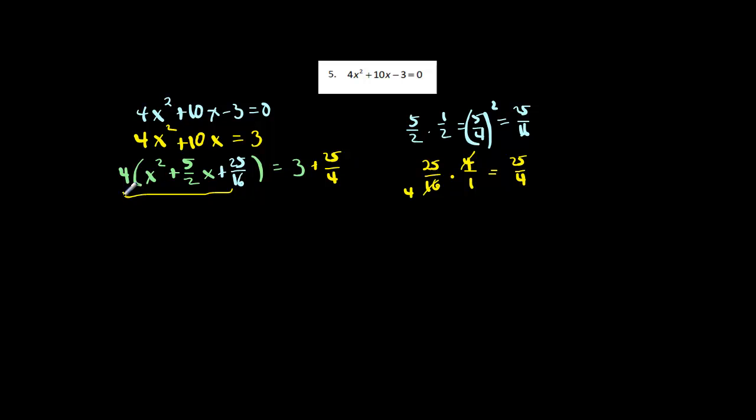So let's simplify. This is now a perfect square trinomial because we created that. So we have x plus the square root of this, which is 5/4. This over here is going to be 37/4 because if I make this fourths, it becomes 12/4. 12/4 plus 25/4 is 37/4.